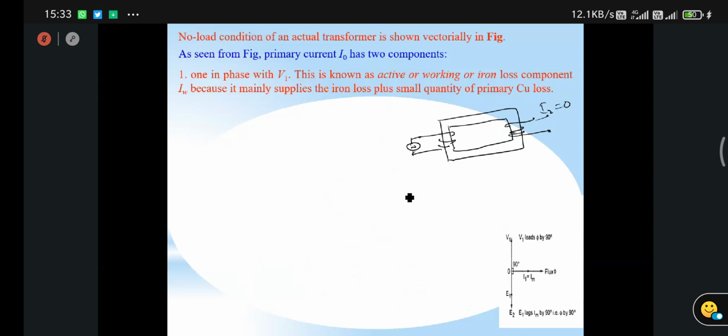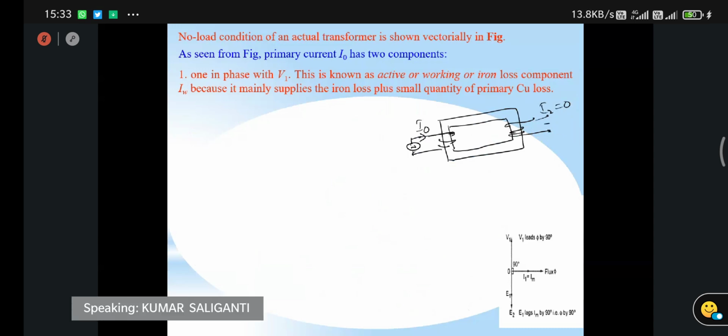When the secondary winding is open circuited, the secondary current is about 0. There is a very small exciting current, represented by I naught, because this is the no load. I naught is drawn by the primary.